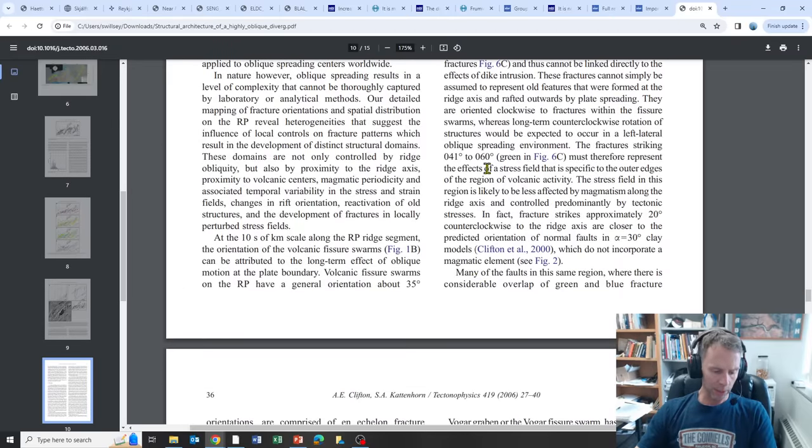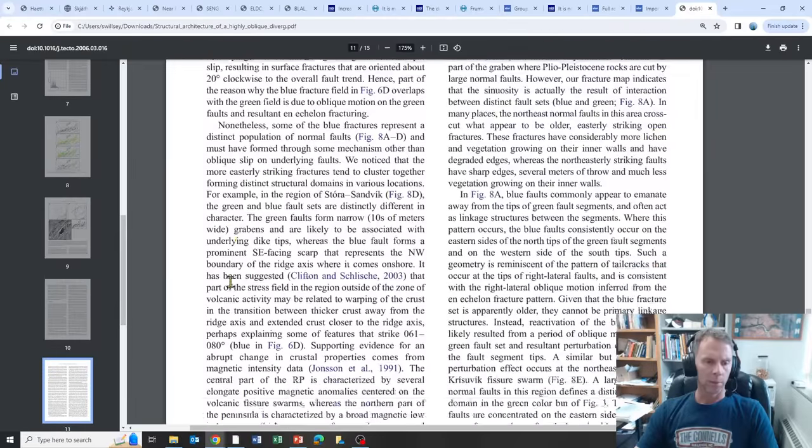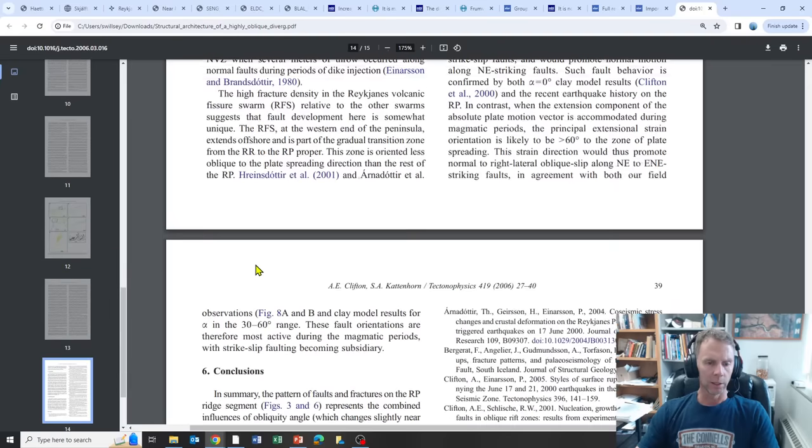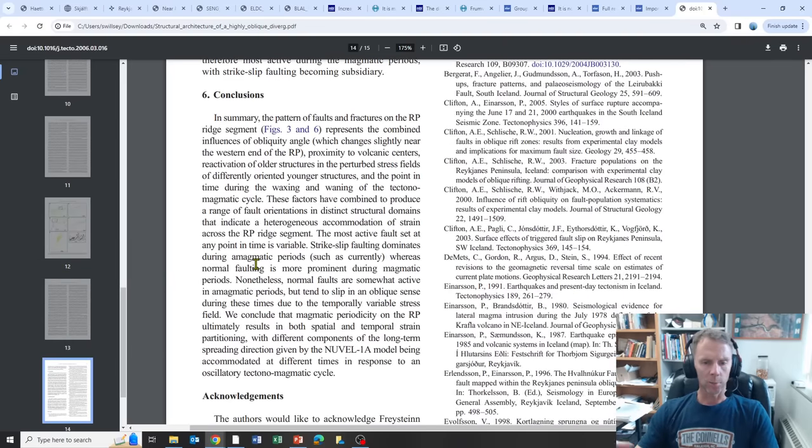I am sort of cherry picking some of the statements here, of course, and I'm not downplaying the effects of the magmatic component. I just think it's important for us maybe to have a little bit of clarity on just how important the tectonic stresses are in generating these earthquakes. Last little bit here and then I'll conclude this.